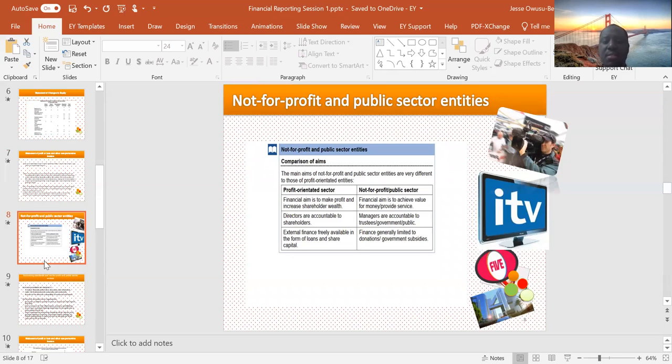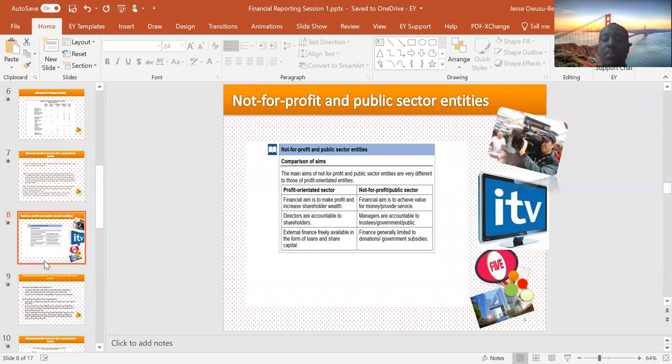The first difference is in profit. Second difference is in accountability. Who are they accountable to? Third difference is in financing. Where do they get the money from? So profit-oriented versus non-profit oriented. One is more focused on profits, making money. The other is about service provision.